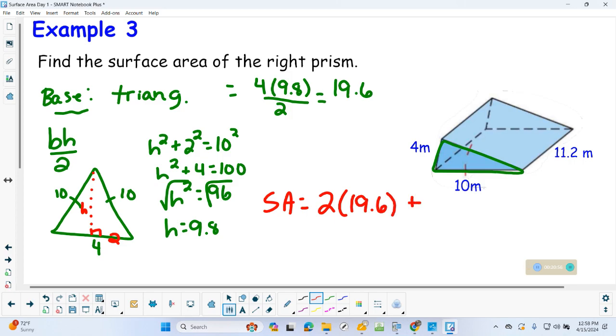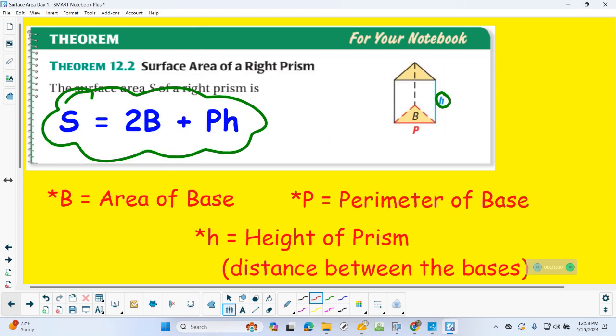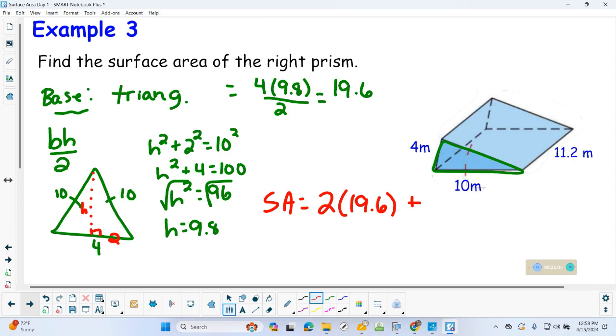Now, you're going to have to do a little mental math here. Remember the next part of your formula, the perimeter of the base. Well, I don't have that written down, but I can tell you. What's the perimeter of this triangle? 24. Add them all up, 10, 10, 14. I'm just going to throw 24.